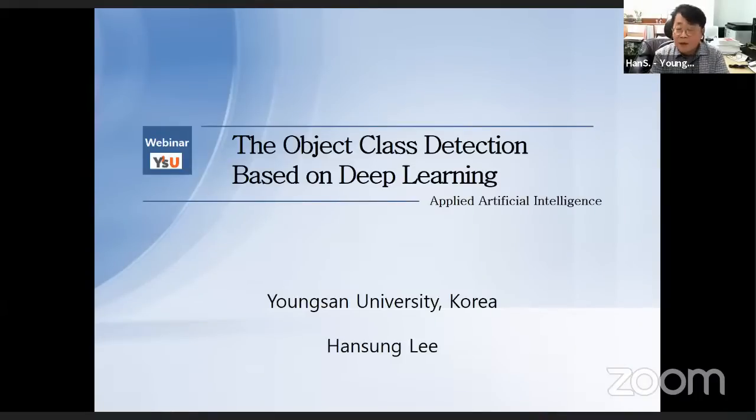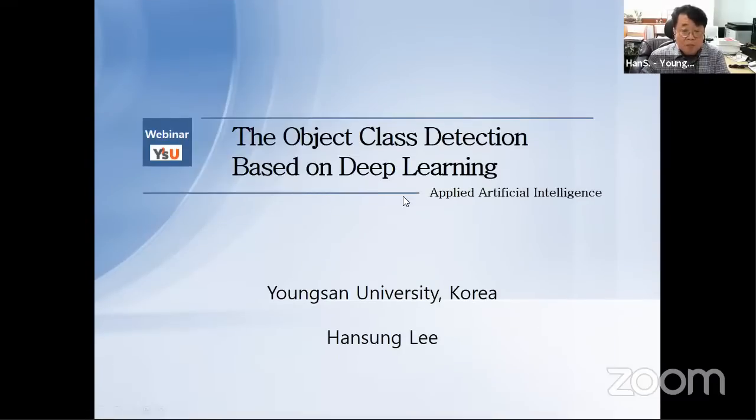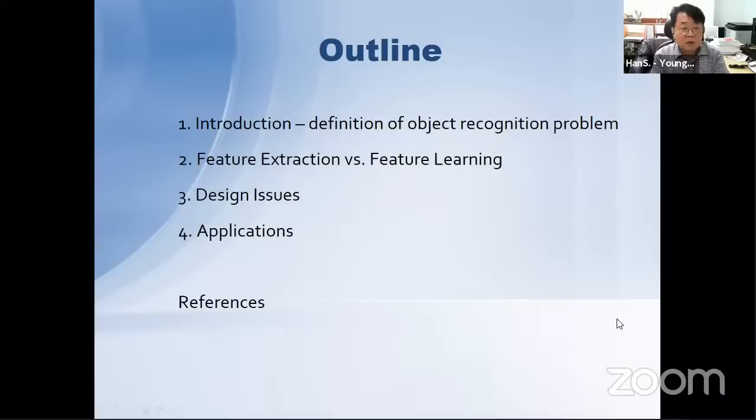Hello, good morning. Today I will talk about object class detection based on deep learning. It's a somewhat complicated subject in computer vision. My talk consists of four parts. First is the introduction, second is feature extraction, and third is feature learning. Finally, I will introduce a sample application.